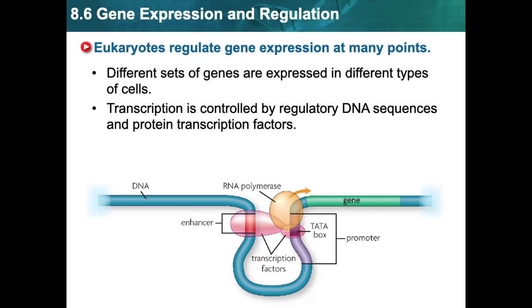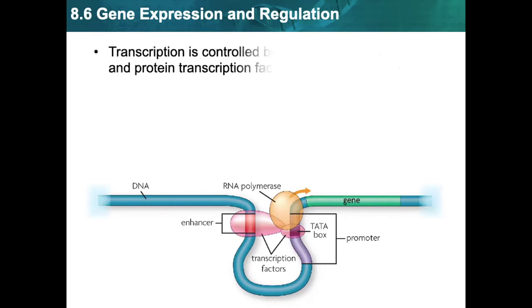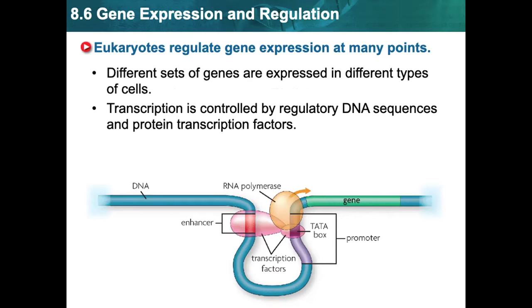Transcription is controlled by regulatory DNA sequences and protein transcription factors. Within the DNA sequences, you have stop and start sequences. The TATA box right here is a 7-letter nucleotide sequence, TATAAAA, and that sequence tells it to start transcription. That's found in lots of genes in your body. It's the beginning start to transcription.